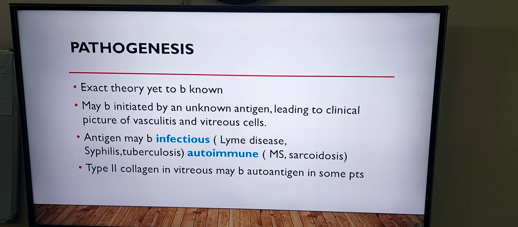Pathogenesis: the exact theory is yet to be known. It may be initiated by an unknown antigen leading to the clinical picture of vasculitis and vitreous cells. The antigen may be infectious, like in Lyme disease, syphilis, or tuberculosis, or it can be autoimmune, like multiple sclerosis and sarcoidosis. Type 2 collagen is normally present in the vitreous. Sometimes it acts as an autoantigen in some patients.